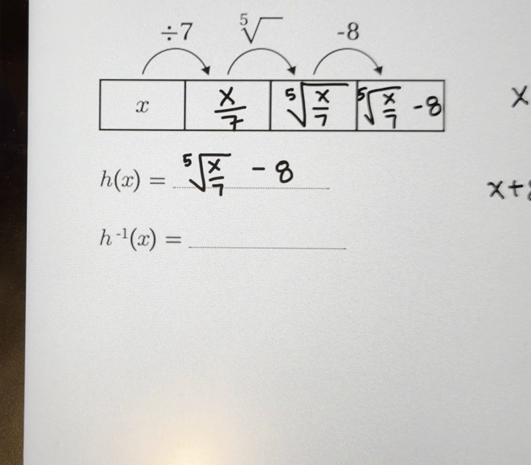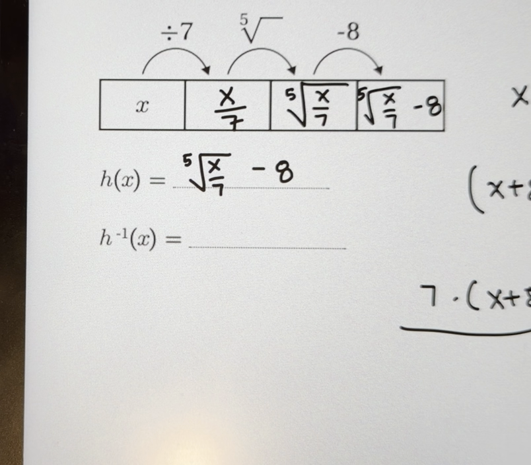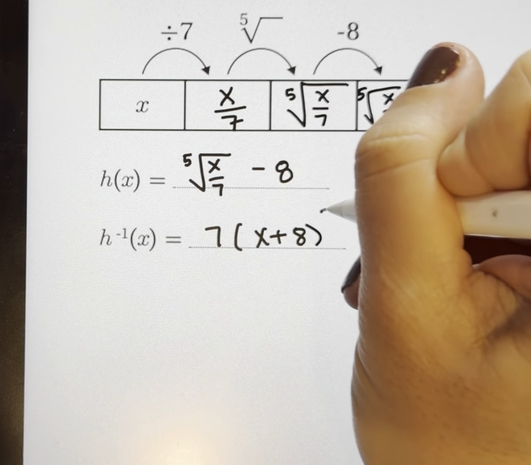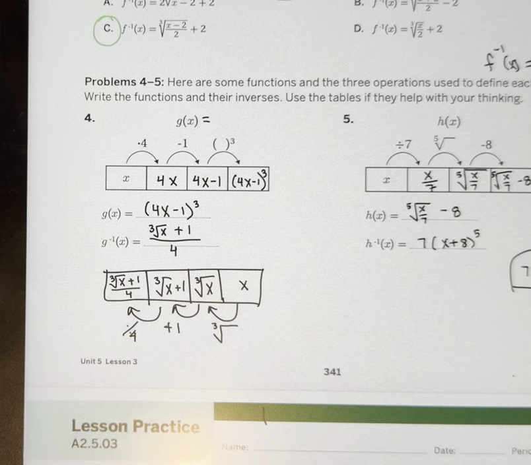Next, I got to undo the 5th root, because that's the thing most in my way. So I take both sides to the 5th power. And then these cancel. And then I have y over 7 equals x plus 8 to the 5th power. And to undo a divided by 7, I will multiply by 7. Cancel it out. That means that h inverse of x is 7 times x plus 8 to the 5th power. Same thing you should have gotten the other way.